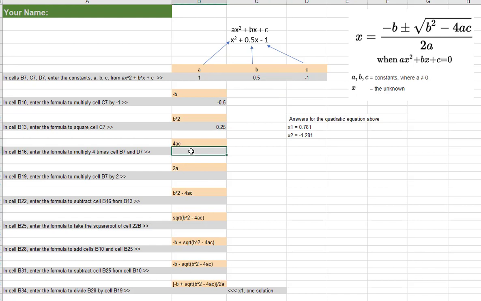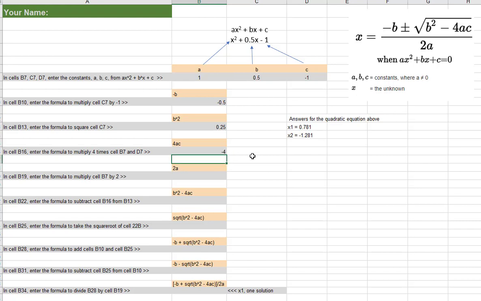Next, you enter in this cell, cell B16, 4 times whatever is in B7. So we'll go back up here. So in other words, 4 times AC. So here's B7, and then we're going to multiply B7 times what's in D7, which is out here. So that's the C term. Okay. So if you multiply 4 times A and C, in this particular case, 4 times 1 and negative 1 is negative 4. Okay, so take a look at that again.